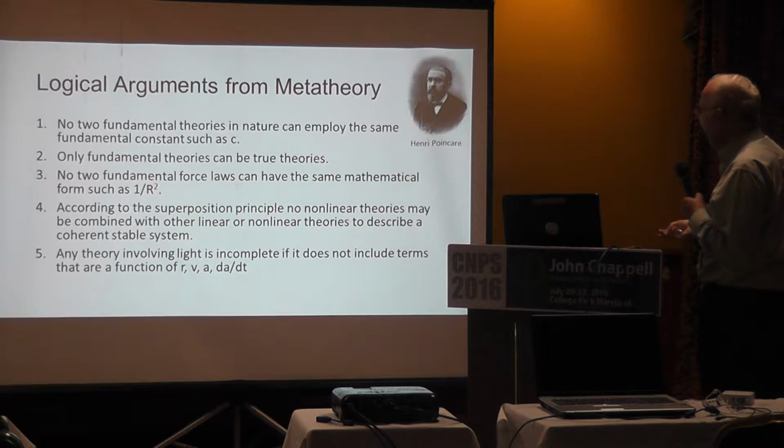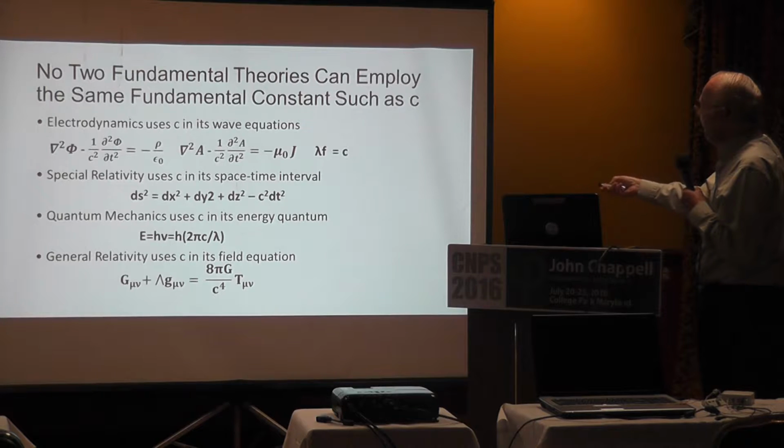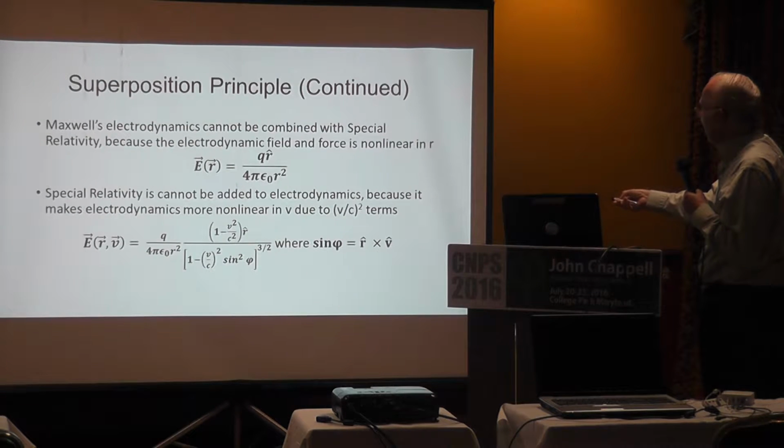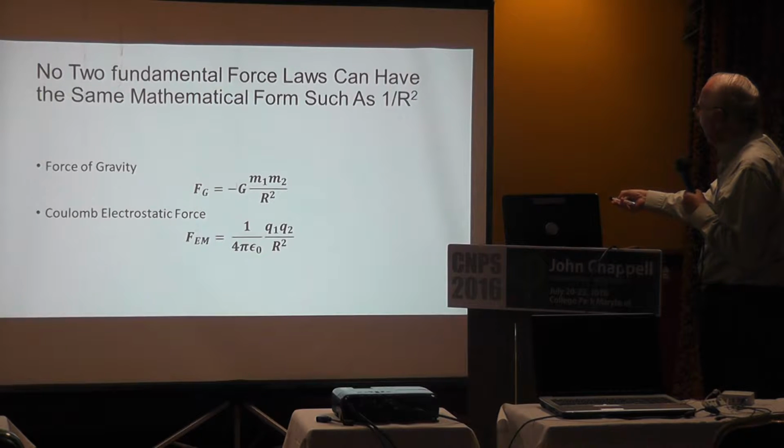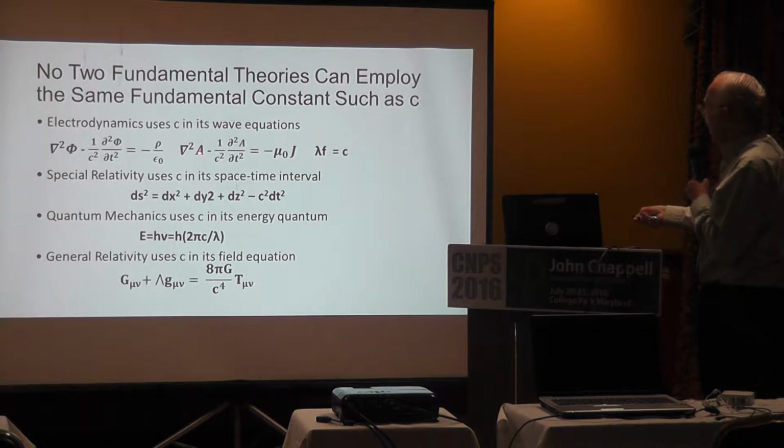What do we see? Well, let's go to the first one. No two fundamental theories can employ the same fundamental constant. This is electrodynamics, Maxwell's electrodynamics. You'll see that it's defined in terms of the scalar potential and the vector potential, which are non-physical items. And you'll see that it involves c, which it should, because c is the velocity of light, so electrodynamics is related to light, so it should be there.